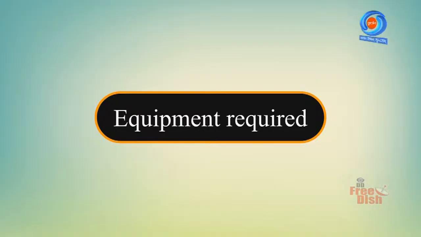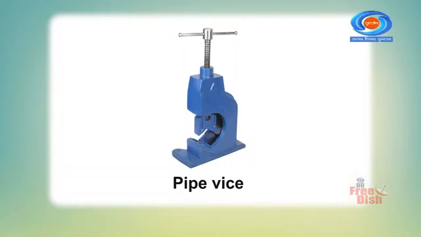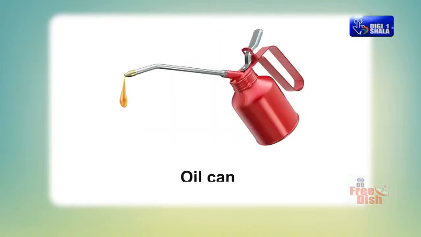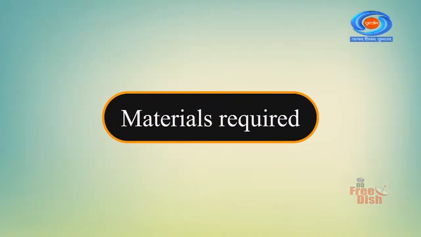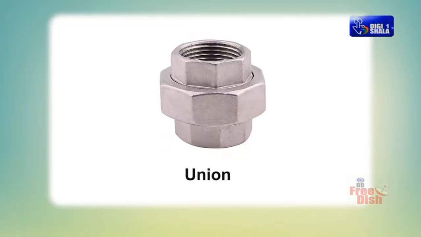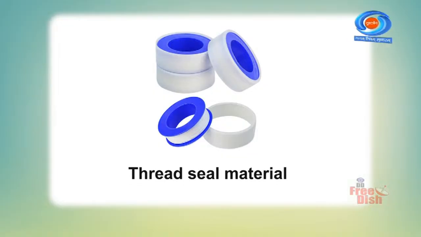Equipment required: pipe vise, bench vise, oil can. Materials required: stopcock, union, thread seal material.